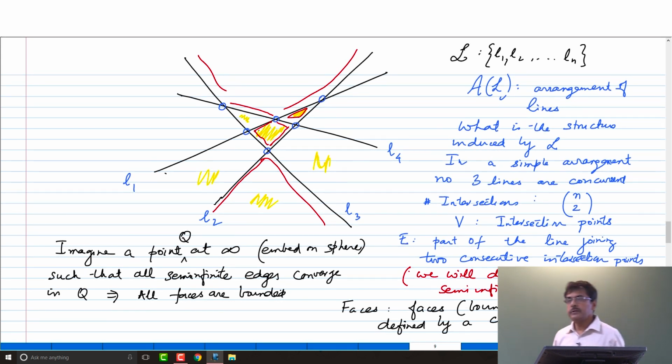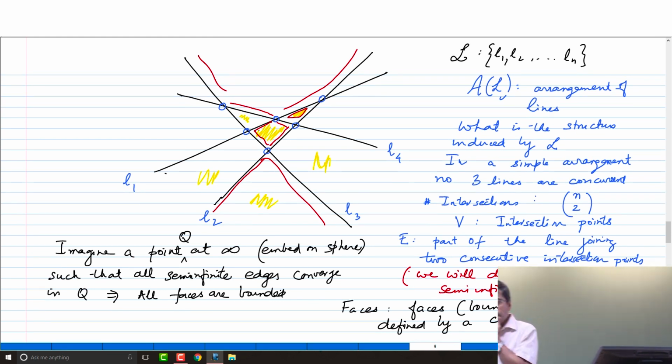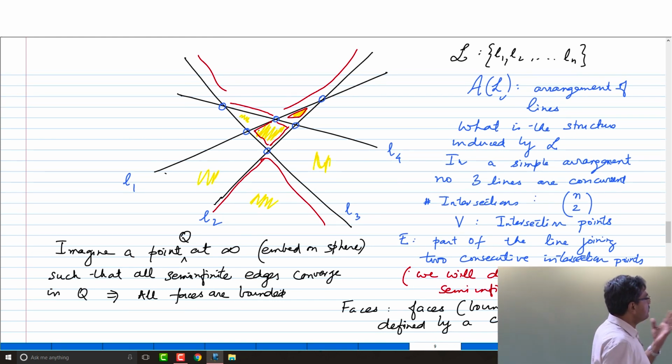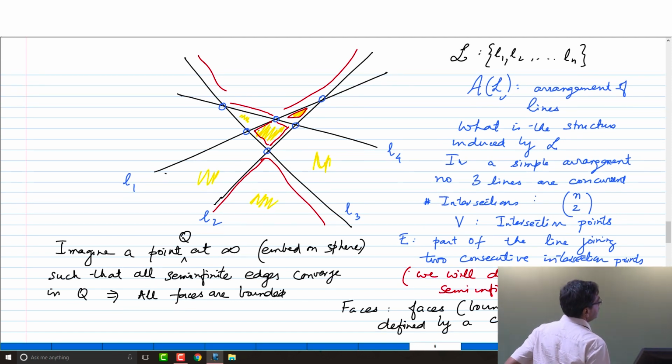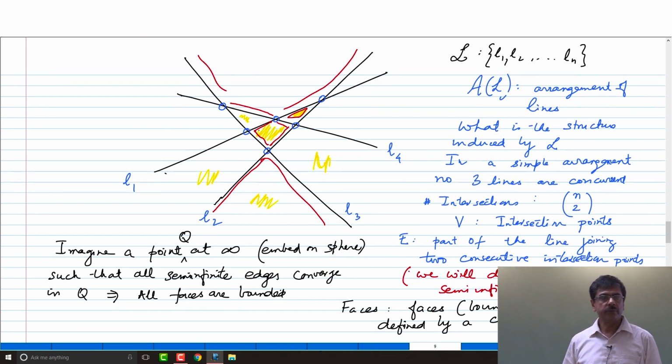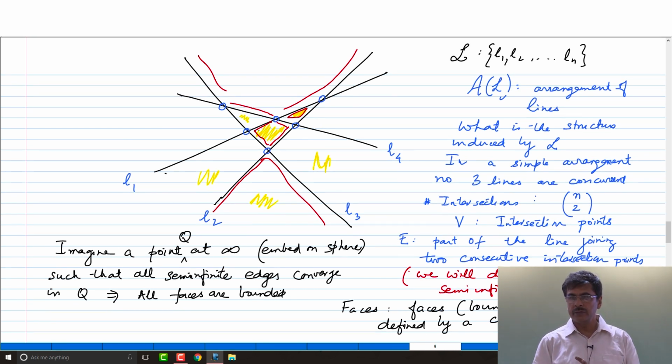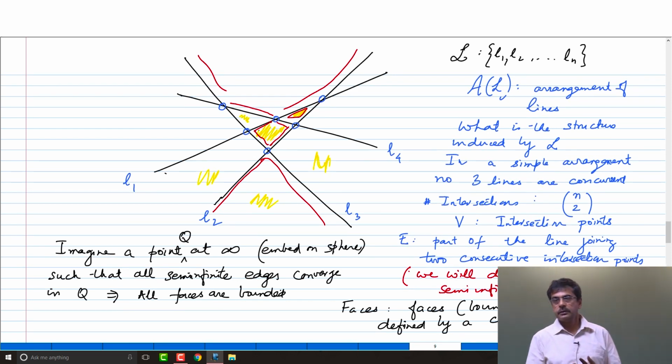So this is the structure basically induced by a set of n lines. And now since it's a planar graph, as I said, you can apply all the properties of planar graphs on this. The first thing that comes to mind is how many faces and how many edges. We know the number of vertices is equal to n choose 2 in a simple arrangement. Now, how would you count the number of edges on the structure? How many edges are there?